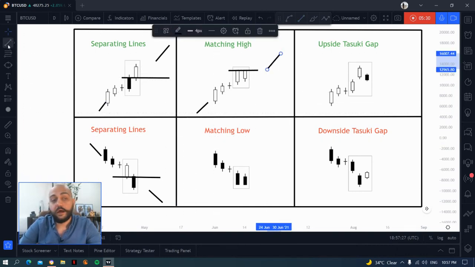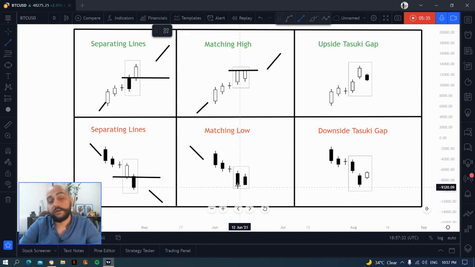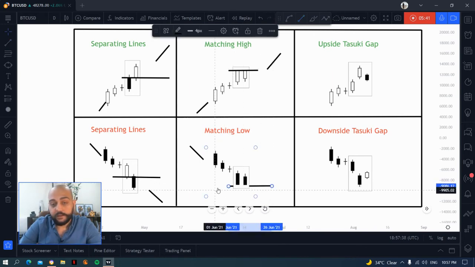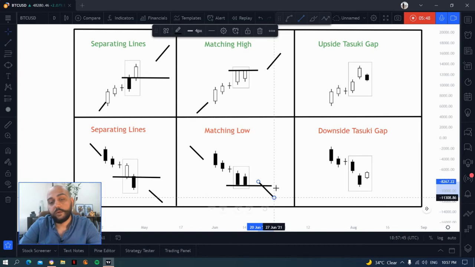Matching low is the opposite. We have a downtrend like this, and notice how these candles are closing in the same place, in a matching place. If we put a line like this, you'll be able to see it. This basically indicates that the market will keep on going down.